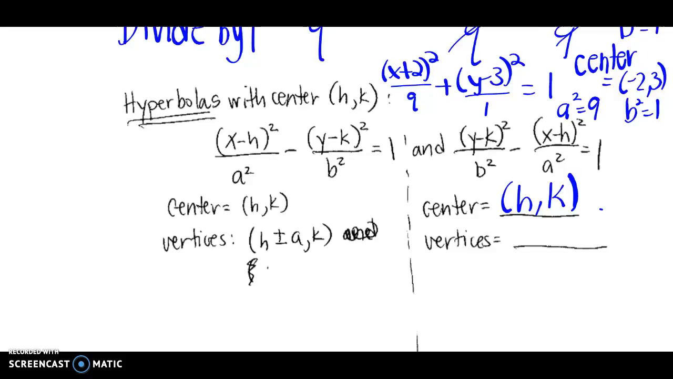And do the vertices do that as well? The vertices are going to go up and down instead. Remember, if the y part is positive, it's going to do that. If the x is positive, it's like that. So the vertices are going to be these points, and I'll show you in a minute how that works. K plus or minus b? Yep, that's in the middle. So you figure out what h, k is, and then plug it into this formula. A and b are the square roots of the numbers there.